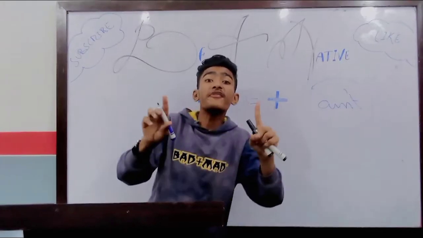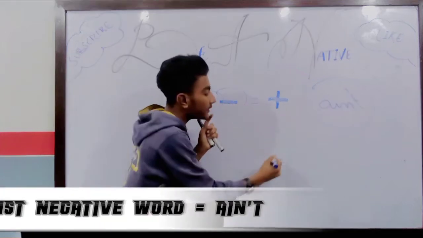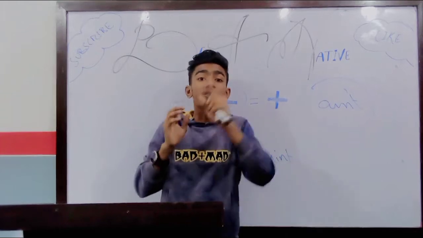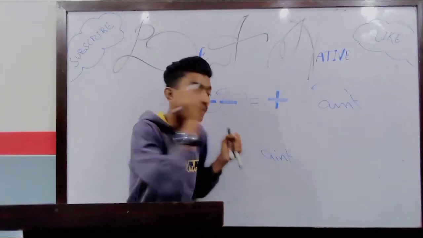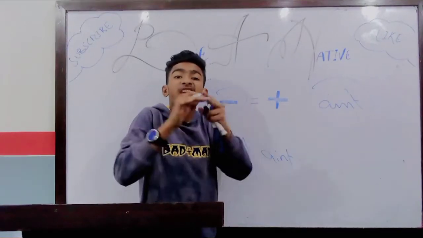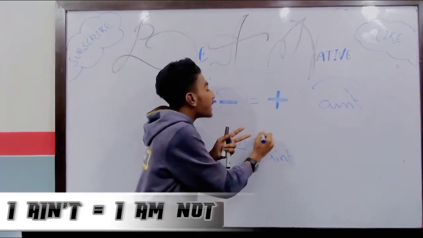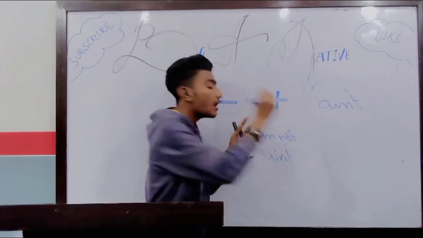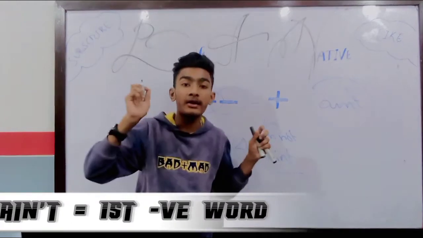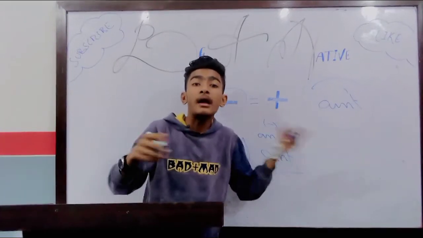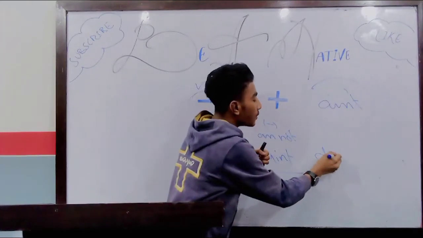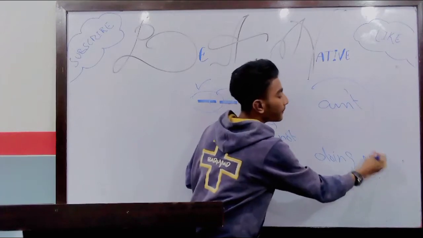So here we got our very first negative word, and that is ain't. So the very first negative word is ain't. We're going to place I before the ain't. So I ain't expansion means I am not. Let's write the negative over here: I ain't, it means I am not. Let's write the rest of the sentence, and here we got: I am not doing nothing.